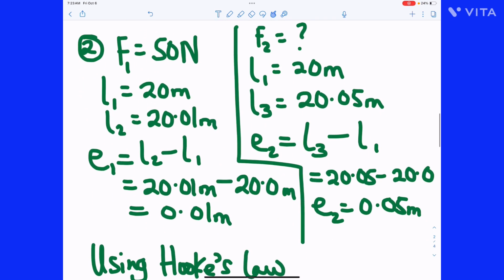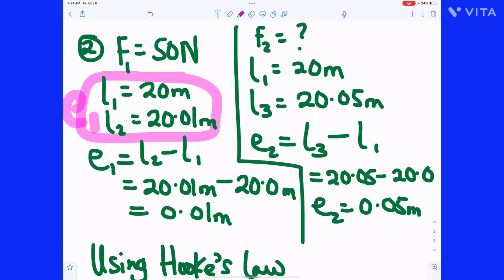Now question 2 says a force of 50 newtons increases the length of an elastic material from 20 meters to 20.01 meters. Now calculate the force which will increase its length from 20 meters to 20.05 meters. Now this is very simple. What is the extension in this case? We know the force, F1, 50 newtons. But what is the extension in this case? That will be our E1.